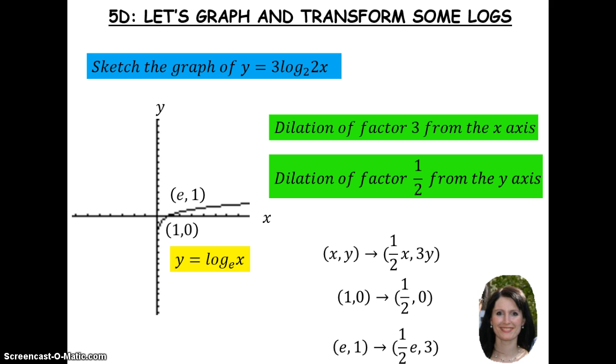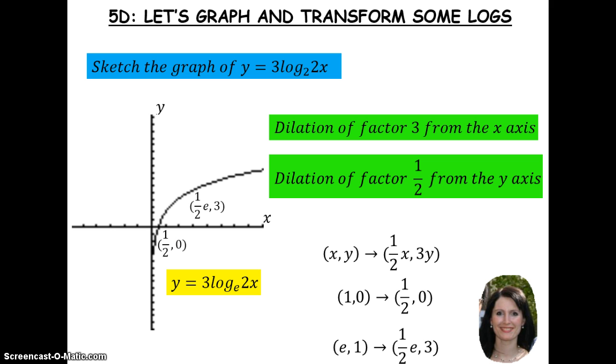E and 1, that point, becomes half e and 3 for the same reasons. And there's the graph there. I've got my intercept still there, and then I've got my point, which was 1, 0, which was E1. That's half e and 3. I marked that in as well. Notice that I still have the intercept.